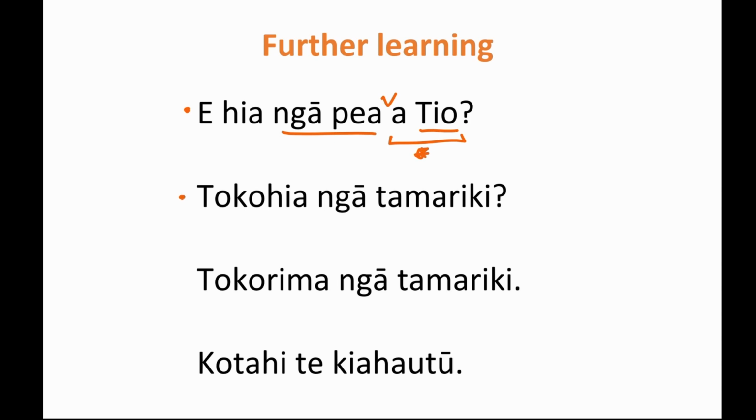Second one, tokohia ngā tamariki. This will be a similar structure, but because tamariki is people, you've got to use the particle toko instead of e. So instead of e, you'd say toko. No gap in between here either. So you'd say tokohia ngā tamariki. How many children are there? To answer it, you add toko as a particle, then add the number. Toko rima ngā tamariki. There are 5 children.